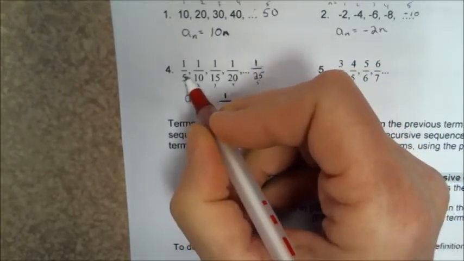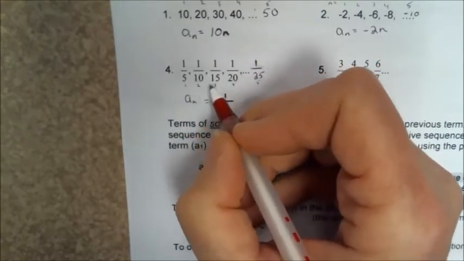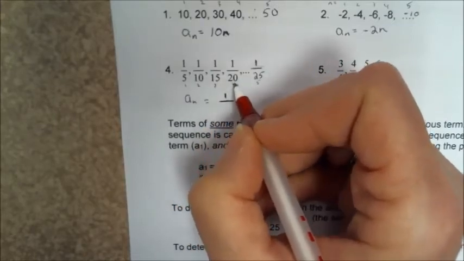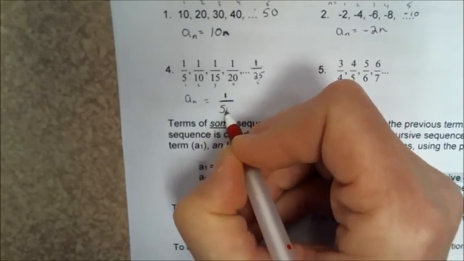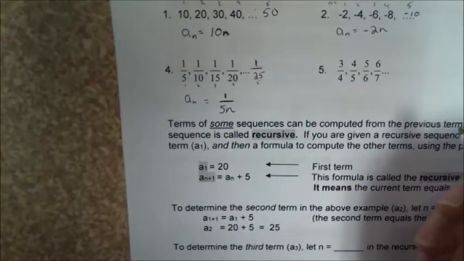But under here, how do you get a 5 out of a 1, and a 10 out of a 2, and a 15 out of a 3, and a 20 out of a 4, and a 25 out of 5? Well, you multiply those n numbers by 5. So 1 over 5n.